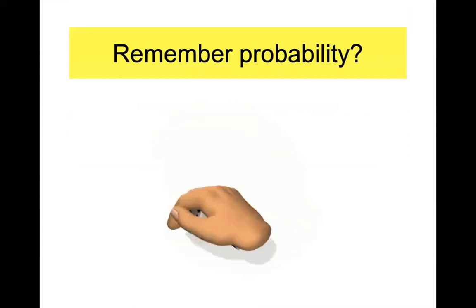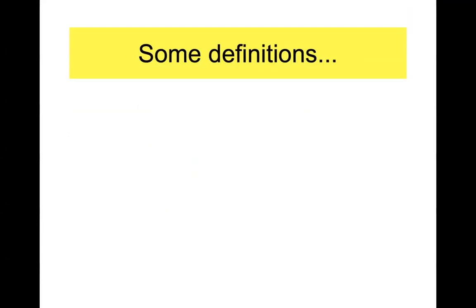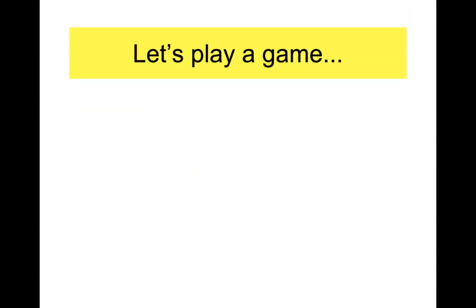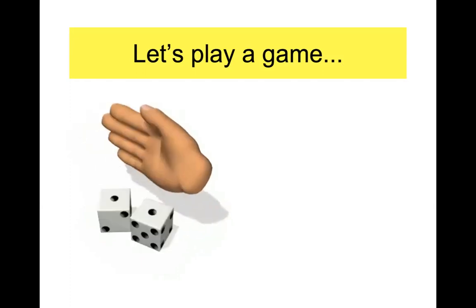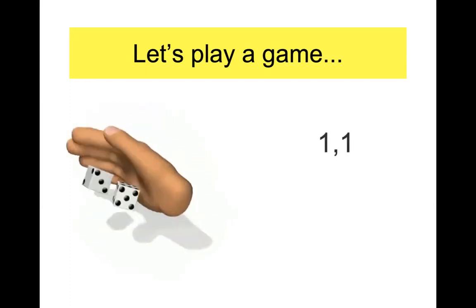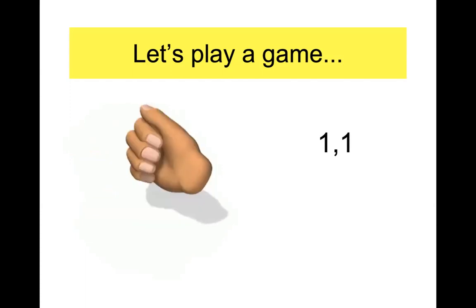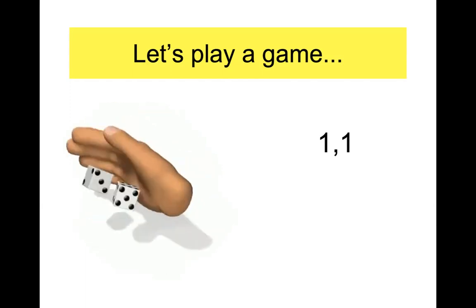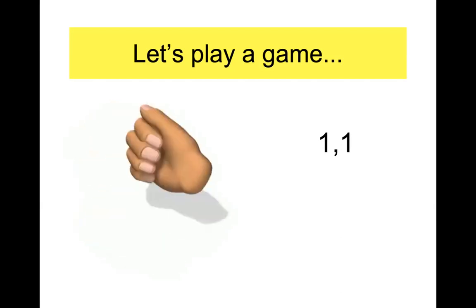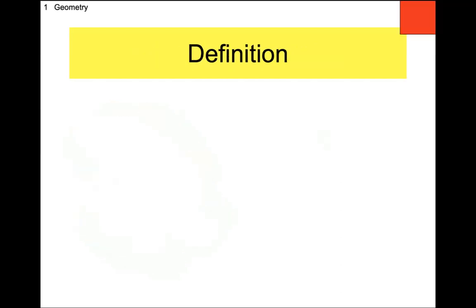Well, let's review that real quickly. Some definitions first. So play a game, right? Any game you want. So I'm rolling two dice, right? That's the game itself. And it looks like I got a 1 on one die and a 1 on the other one. So I got a roll of 1 and 1. 1 plus 1 is 2. So we would say I got a 2 on this roll.